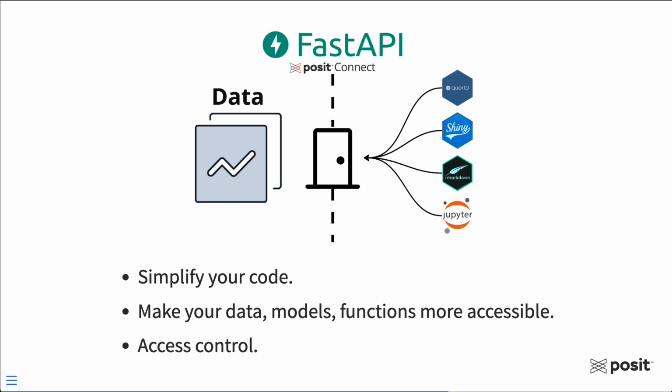Now, as I previously mentioned, the FastAPI we are going to build today and publish to Posit Connect will essentially serve as a gateway to our data, which can be accessed by a variety of content. But why would you want to do this? Well, there are a few reasons.